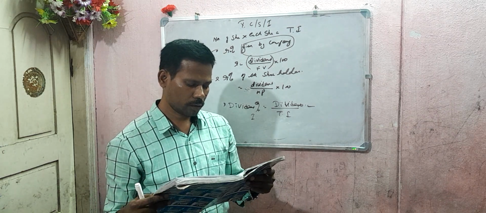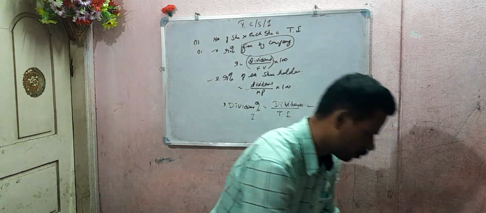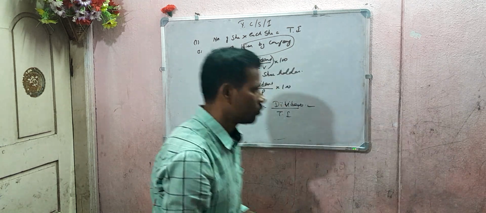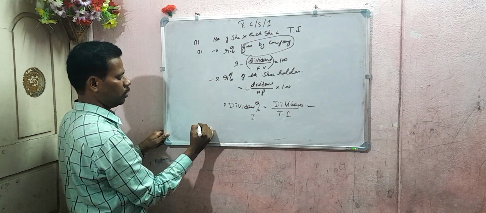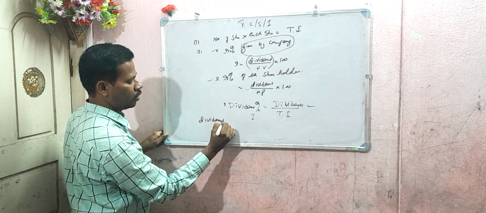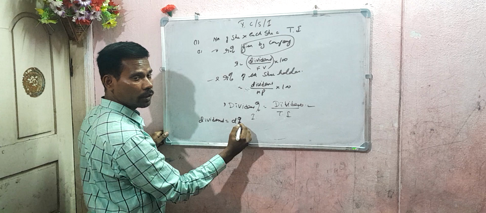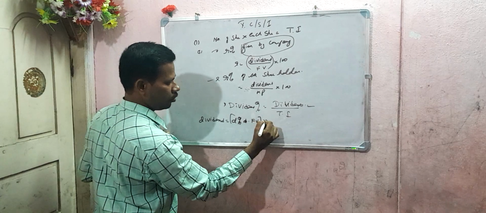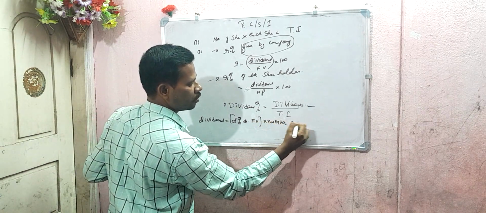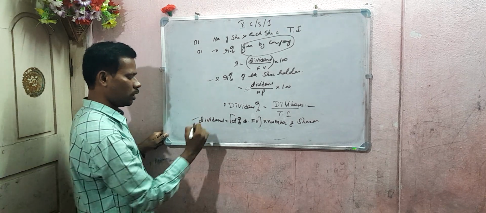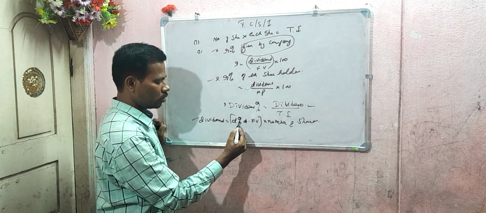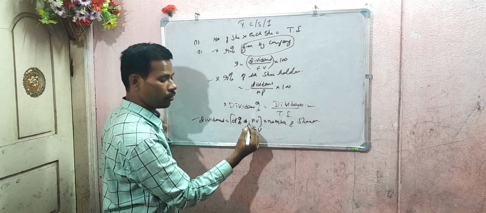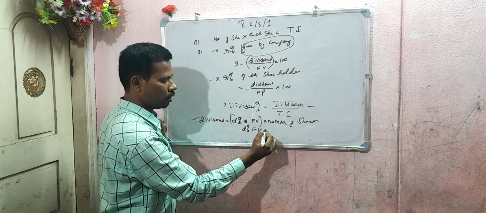one of the last important topics, or one of the last formulas: dividend is equal to discount percentage, dividend percentage of face value into number of shares. This is another one. How will you get dividend? Dividend percentage of face value, into number of shares.